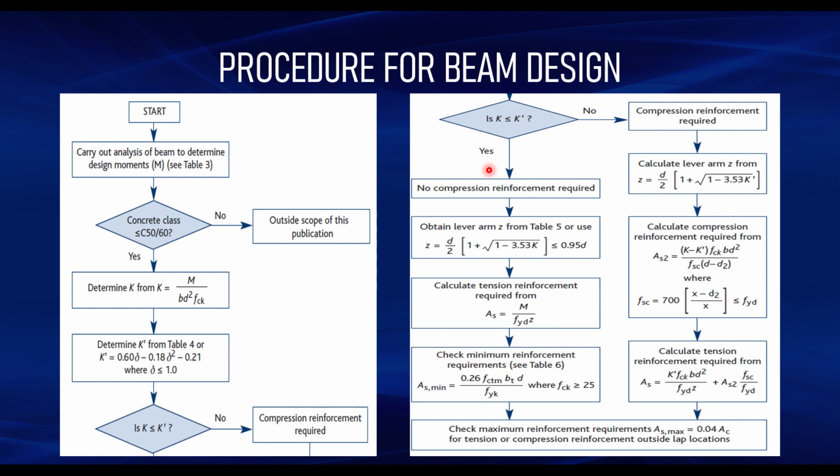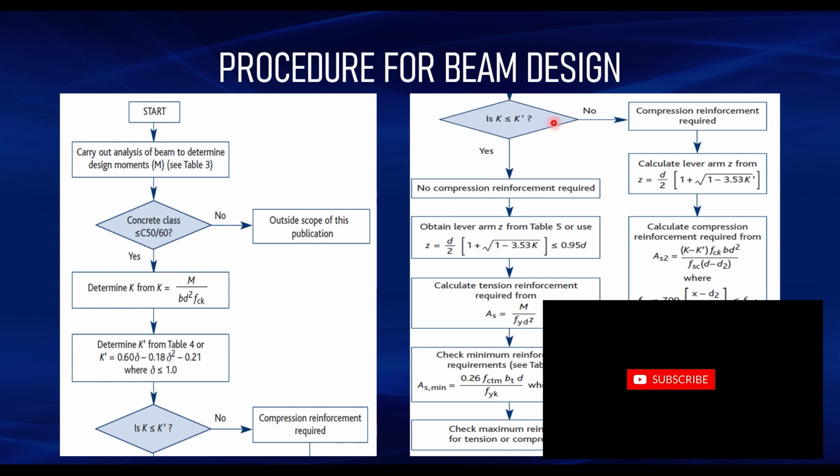We can have a singly reinforced beam. We can also have a doubly reinforced beam. I'm going to explain that in the next slide. But when your K prime is greater than your K, then in that kind of situation, you have to provide compression reinforcement.